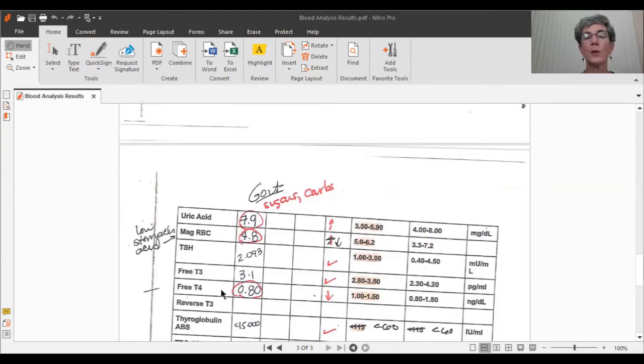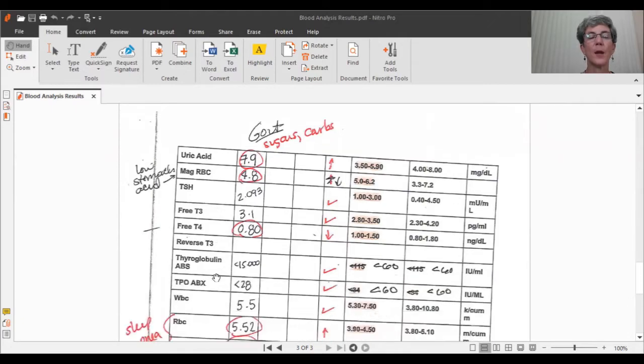Oftentimes T4 looks good, TSH is equivocal, but the T3 is really low. And that's because the body has so much inflammation going on that it's unable to change T4 to T3, in which case we have to support the T3 for a while to keep you from gaining too much weight and from feeling too fatigued, as well as to help the body continue to process better while we try to work on the inflammation.